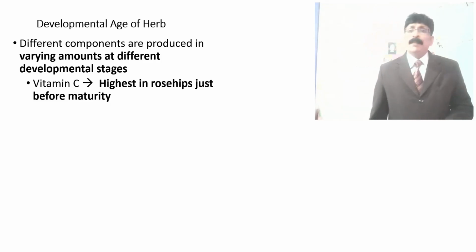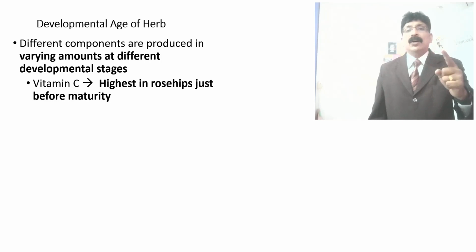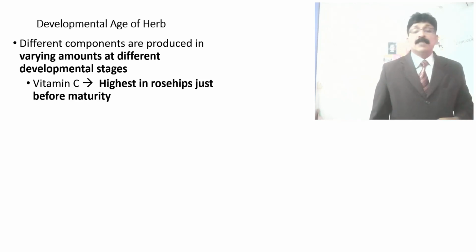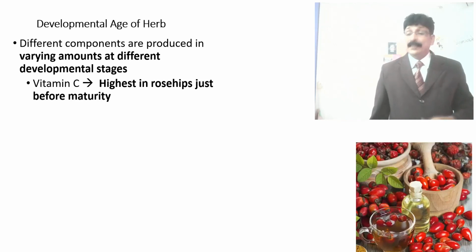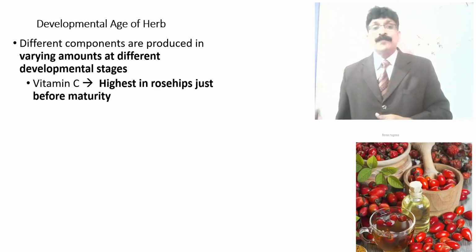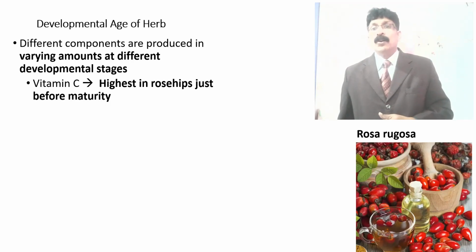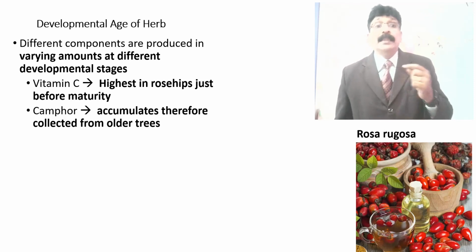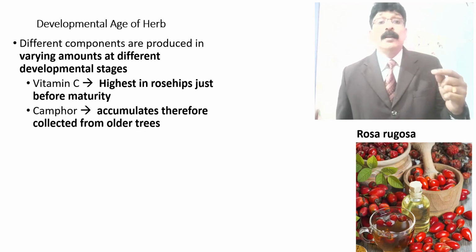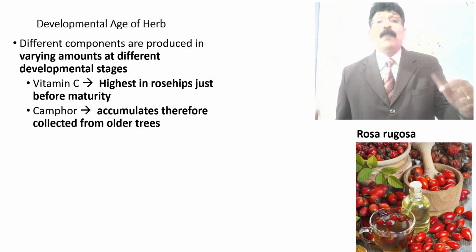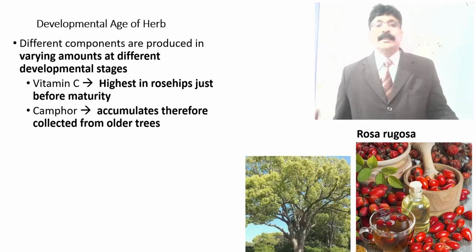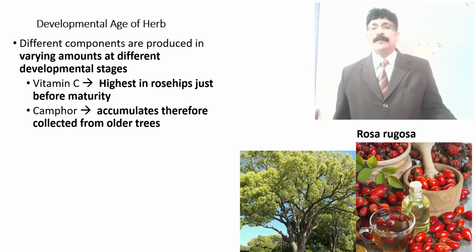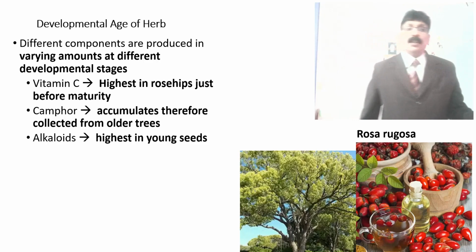Vitamin C is highest in rose hips just before maturity. This is rose hip fruits, Rosa rugosa. Camphor accumulates, therefore it is collected from older trees. Camphor, the exudate, is an unorganized drug.